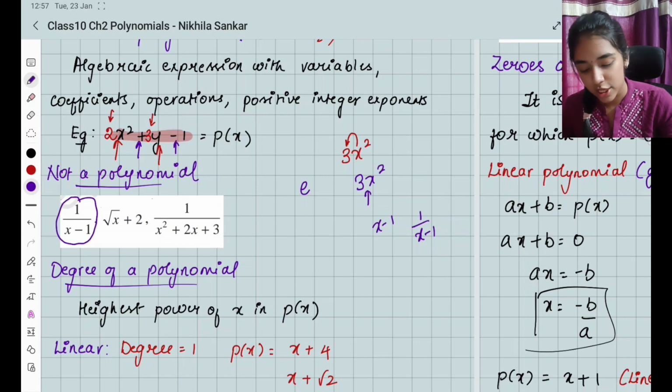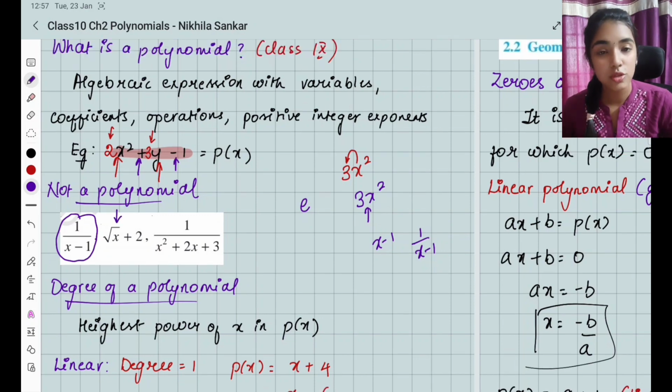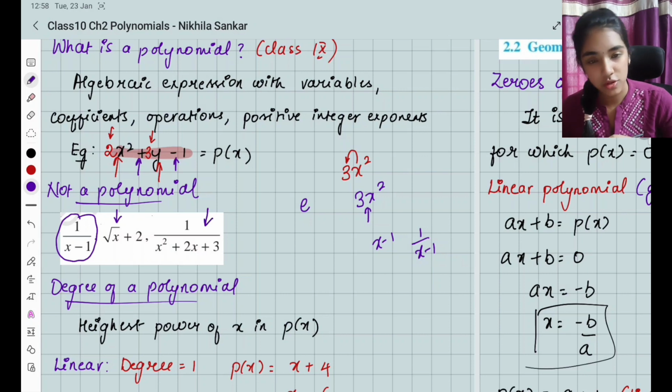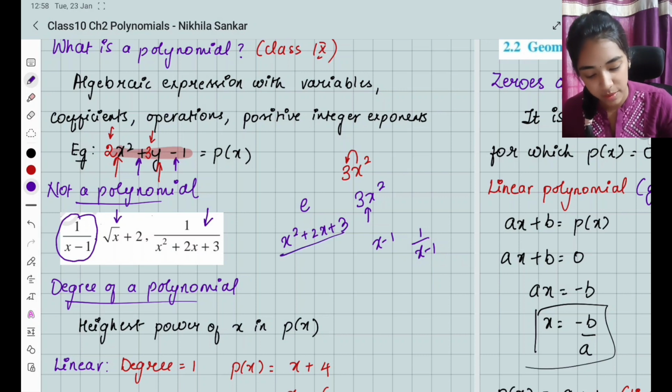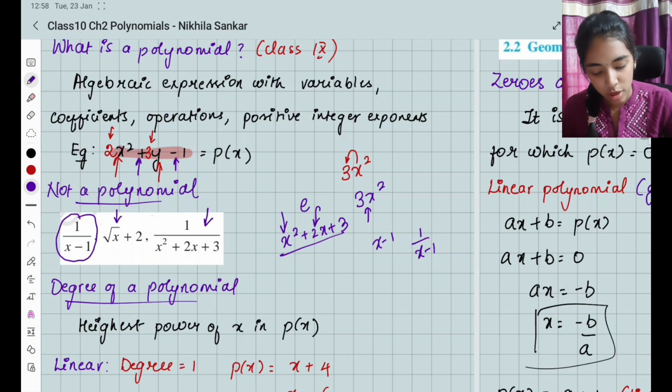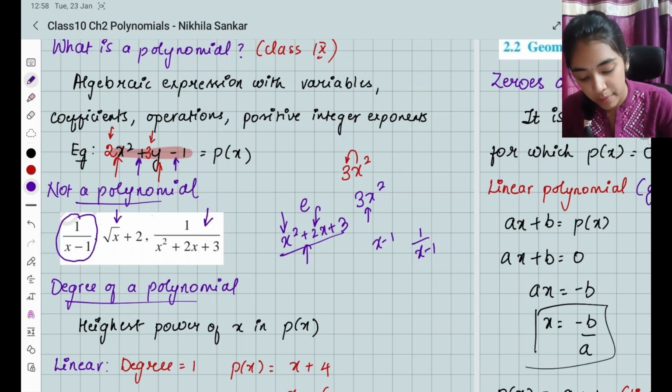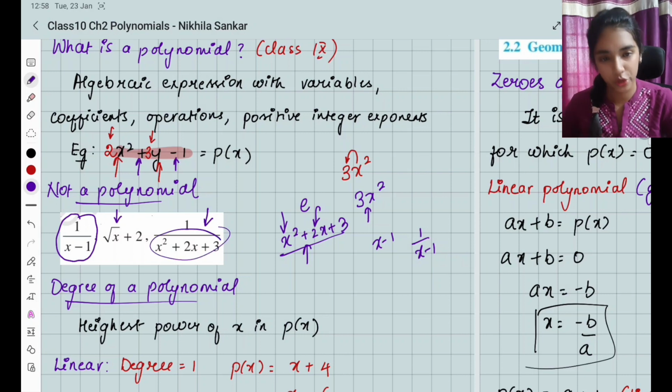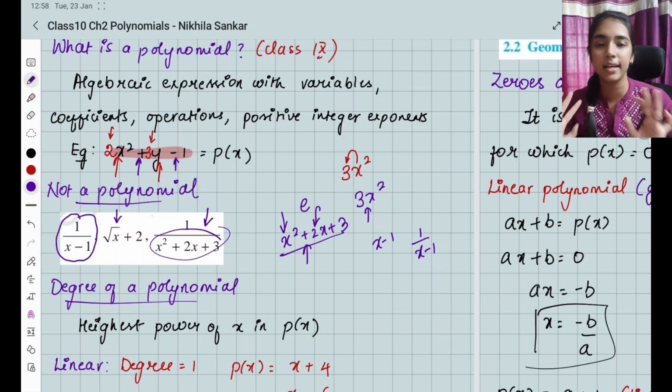Okay, next you have root x plus 2. So root x is not going to be a part of the polynomial. So square root denominator la varudhu appadina they are not going to be polynomials. Next, this is also not going to be a polynomial. If you have x square plus 2x plus 3, this is going to be a polynomial. Correct? You have an algebraic expression with variables, coefficients, positive integer exponents, operations and all that. Okay, so this is going to be a polynomial, but if it is in the denominator, it is not going to be a polynomial. Okay, so first of all, understand what a polynomial is.